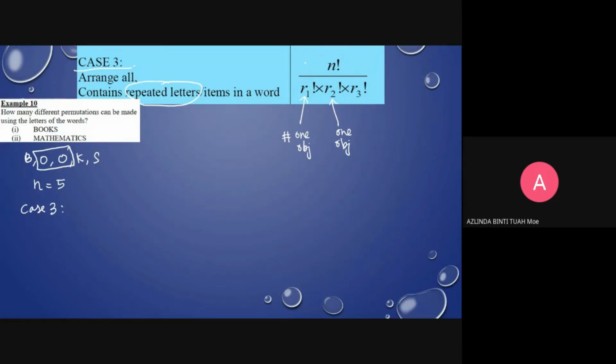So according to the formula, the calculation going to be 5 factorial over O sahaja yang berulang. Berapa kali dia ulang? Berapa bilangan dia? 2. So 2 factorial. Okay, what is the answer here? Aisyah?